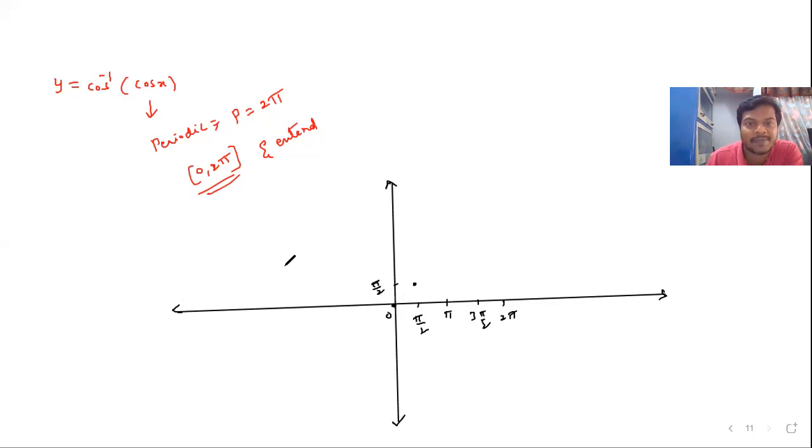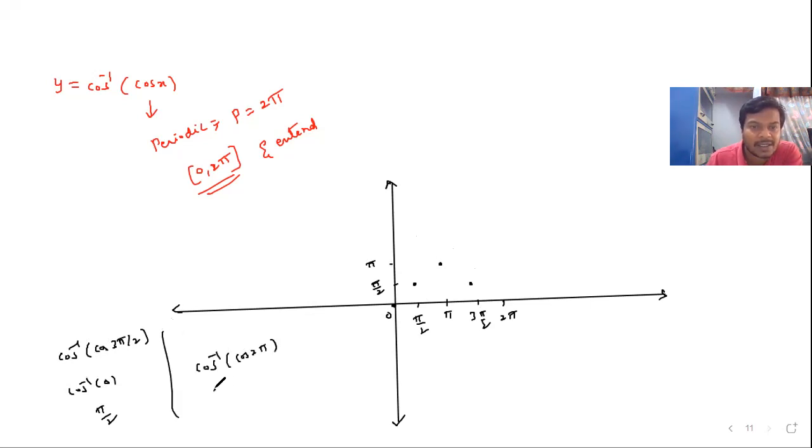Next, pi. Clearly, cos pi is minus 1. So, cos inverse minus 1 means what we get? Pi. Here it is pi. Next, 3 pi by 2, if you write cos inverse of cos 3 pi by 2, 0. And it becomes finally pi by 2. Okay. Next, 2 pi, if you write cos inverse of cos 2 pi, that is cos inverse of 1, that means 0.